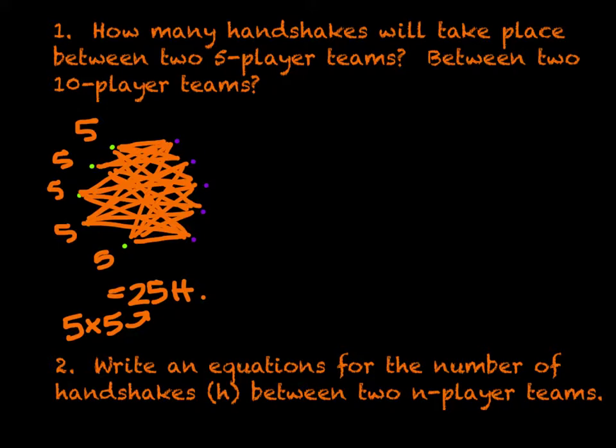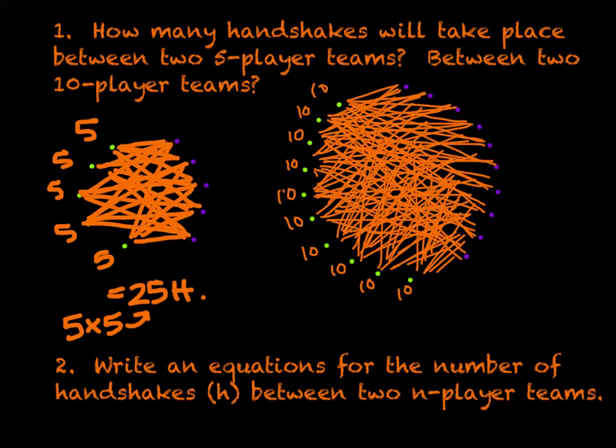Between 10-player teams, I could see we have 1, 2, 3, 4, 5, 6, 7, 8, 9, 10. There's one team, and here's my other team, 1 through 10. Big teams. I'm going to go through this same thing, a little bit of math magic for you so you don't have to watch it all. I can see again, I have 10 players, and 10 handshakes went to every single one. So I have 10 players, 10 other players, and we get 100 total handshakes.